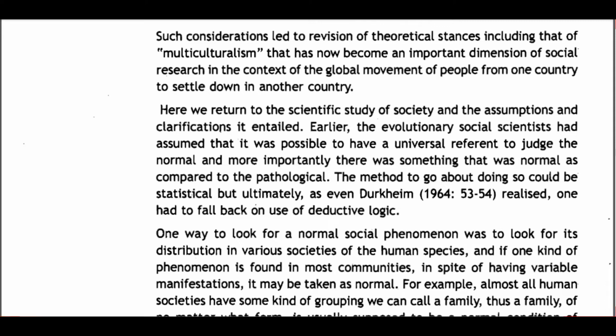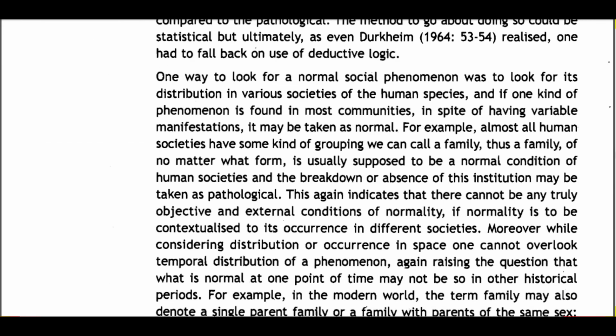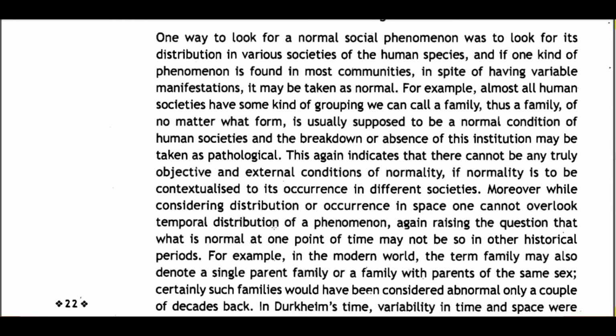Earlier, the evolutionary social scientists had assumed that it was possible to have a universal reference to judge the normal, and more importantly, that there was something normal as compared to the pathological. The method to go about doing so would be social, but ultimately, as even Durkheim realized, one had to fall back on the use of deductive logic. One way to look at a social phenomenon was to look for its distribution in various societies of the human species, and if one kind of phenomenon is found in most communities in spite of having variable manifestations, it may be taken as normal.